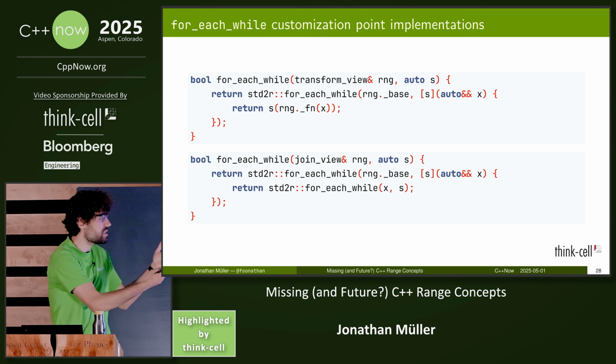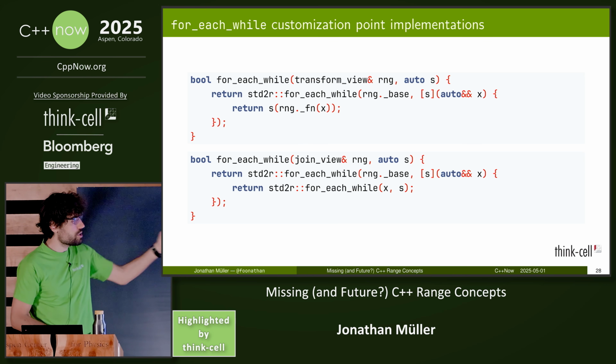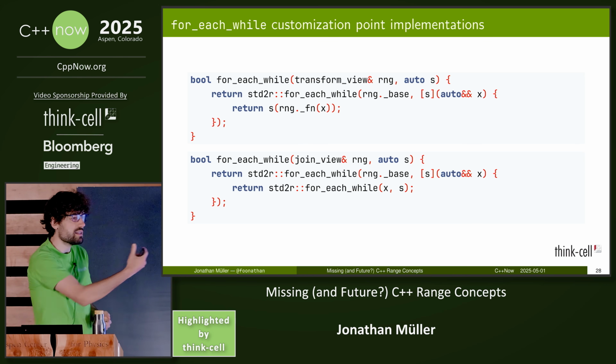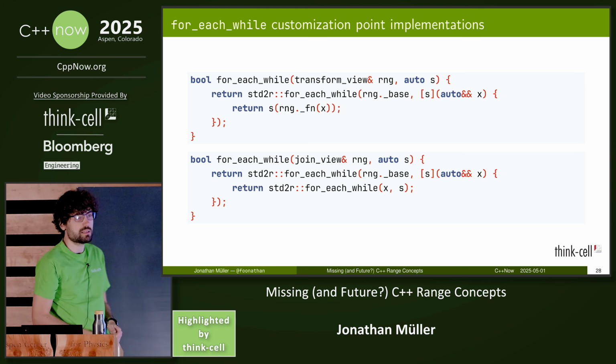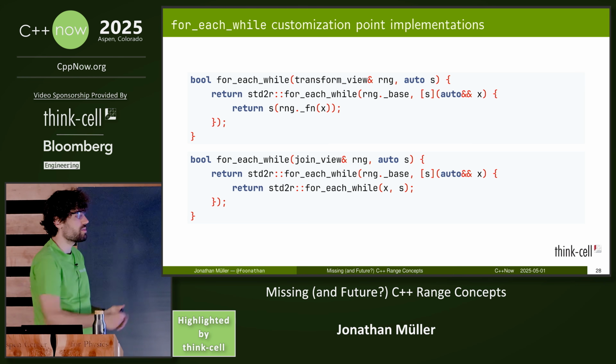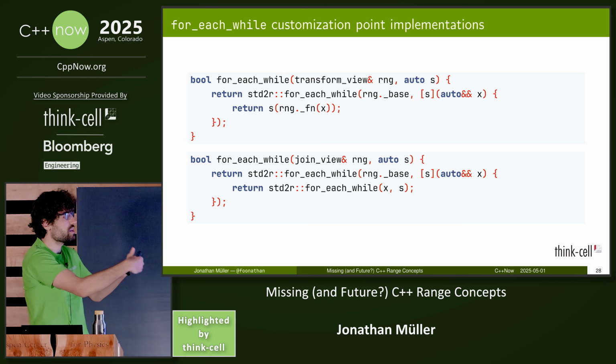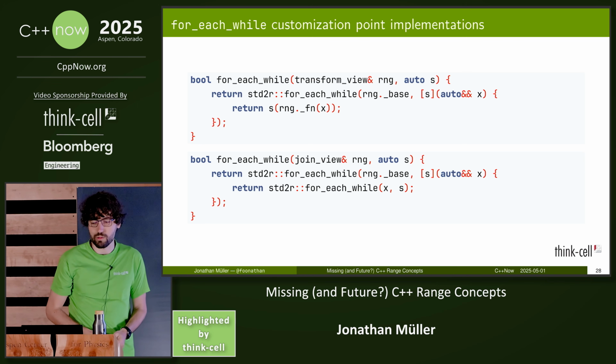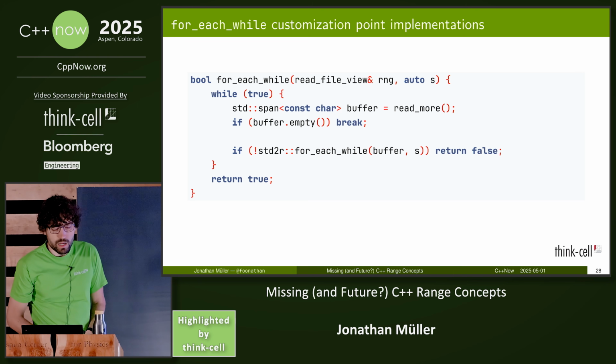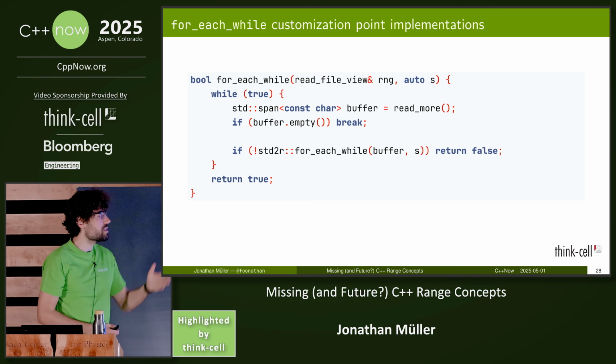For join_view, we can just express it as two nested loops. We've got a loop over the outer range, and then each element of that is a range which we loop over in turn and pass to the sink. And by using the for_each_while customization point, this then recursively calls the most efficient way to loop over the entire range. Okay? And another view where it makes sense is the read_file_view.